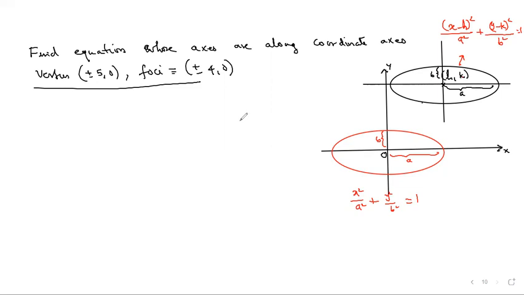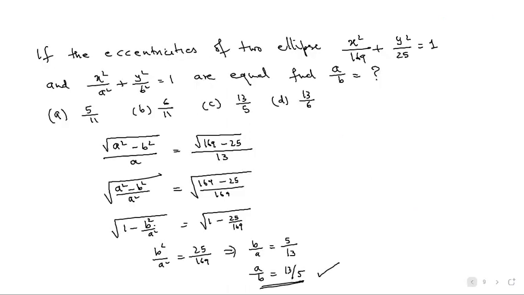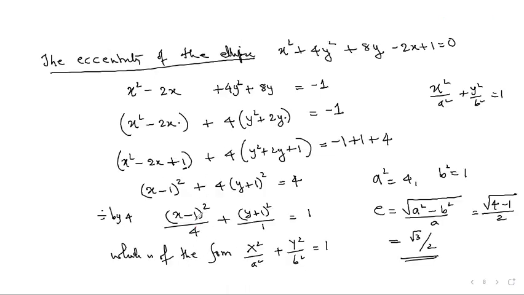Did you understand the idea? If the center is h comma k, the only change will be x will become x minus h and y will become y minus k. That's what we have done actually here. If I had asked you to draw this ellipse, the center of the ellipse would have been 1 comma minus 1. This would have been the center, and I would have drawn the ellipse like this.